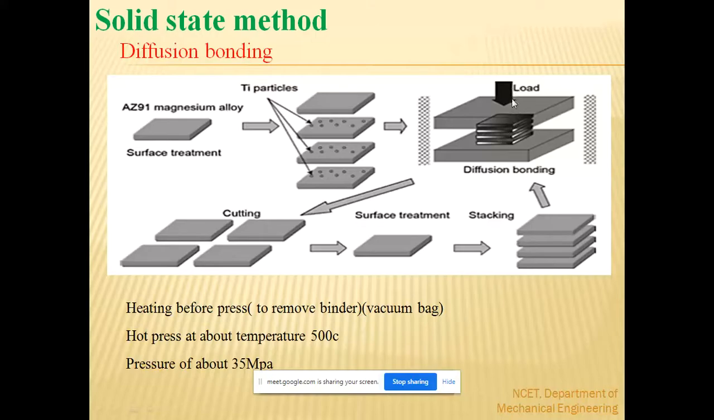Then we're going to apply the load. We're going to compress. How much load is supposed to be applied? We're going to apply a pressure up to 35 megapascal, and we're going to heat the same thing at a temperature of 500 degrees Celsius.